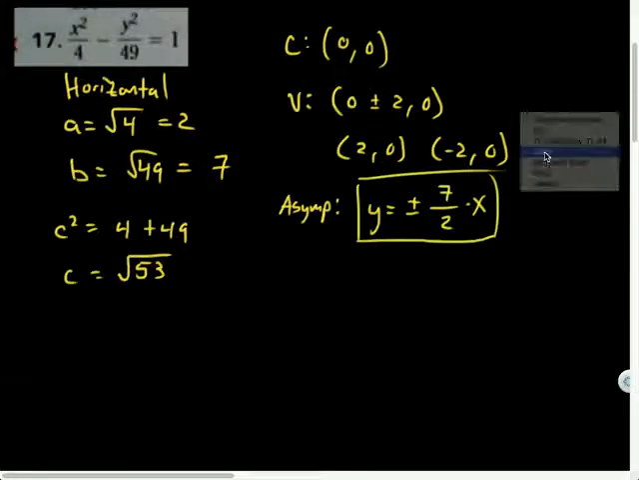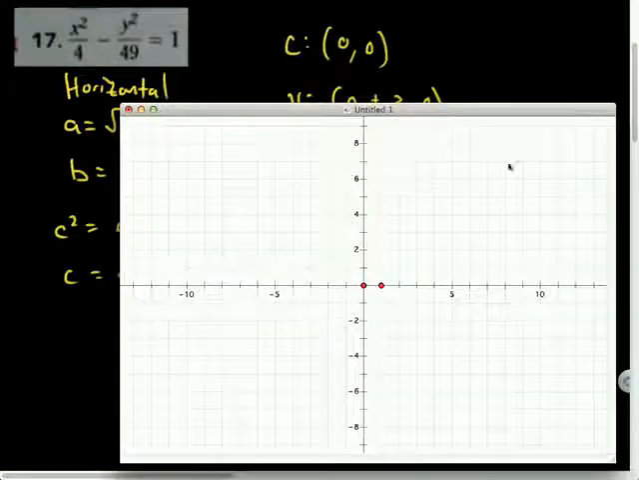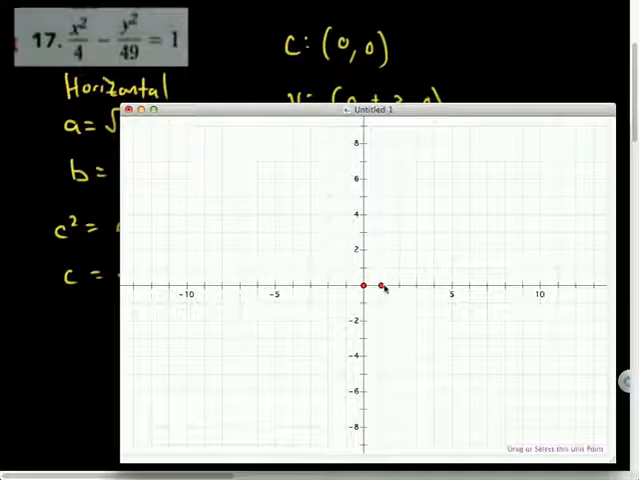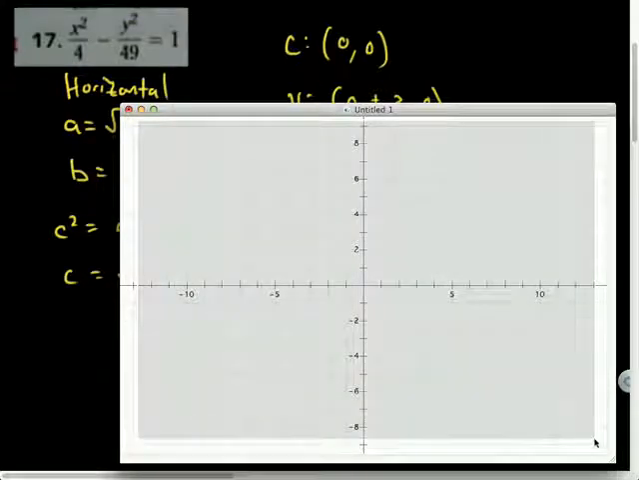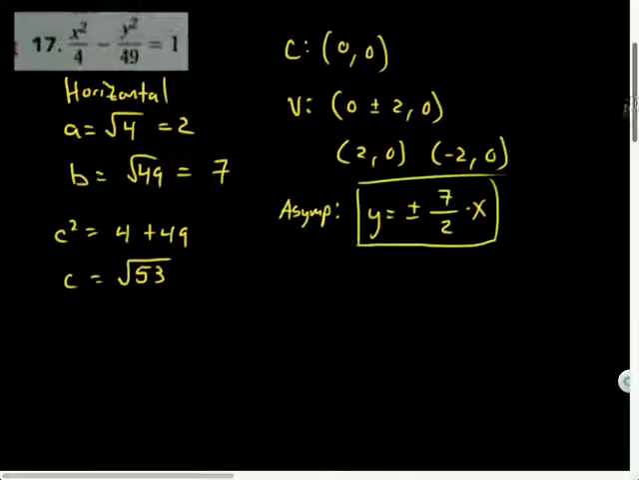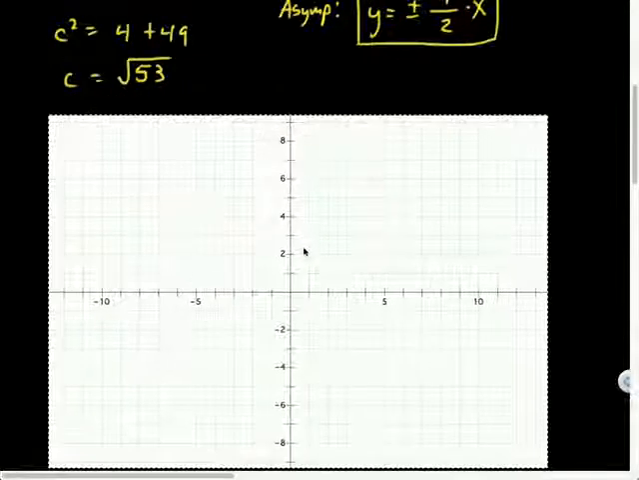Let's see. Do I have Geometry Sketchpad open? I'm just going to get myself a nice little grid here. Oh yeah, I've got to find the foci as well. Good call. a and b aren't very large. Let's see, b was what? Was it 7? Yeah. Hopefully this is big enough for us. And I'll find the foci next.